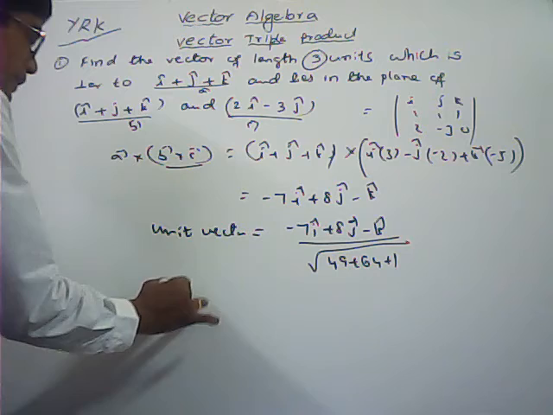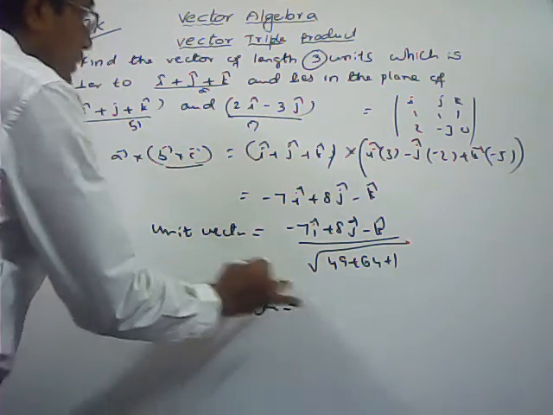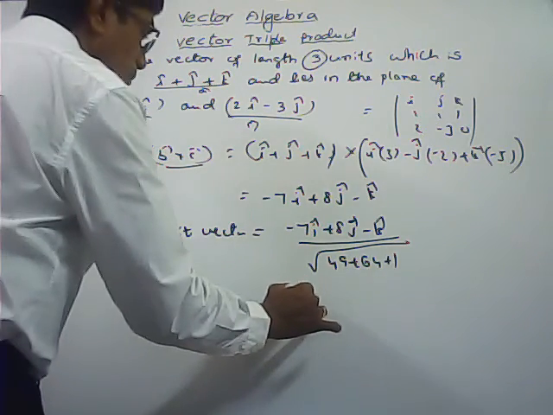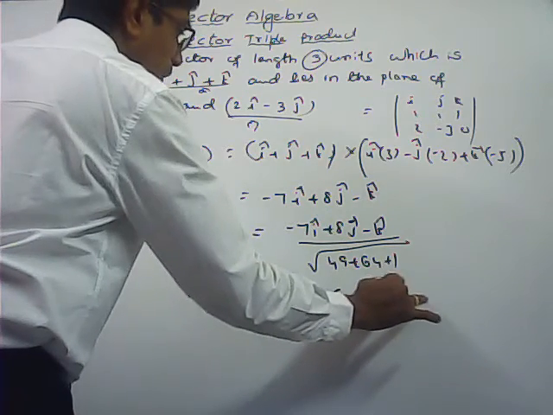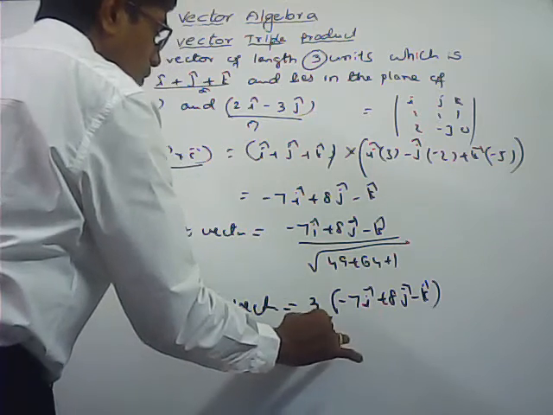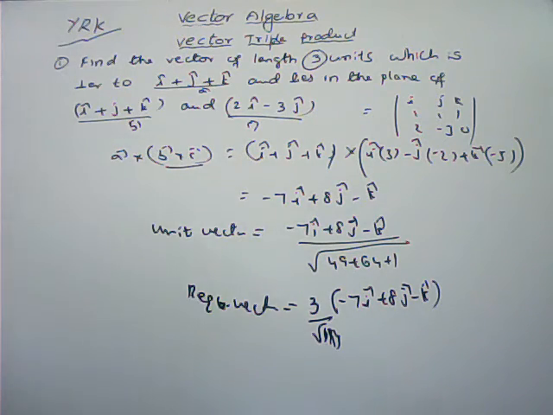Now the required vector of length 3 units. This is the unit vector, so that should be multiplied by 3: 3 times minus 7 i cap plus 8 j cap minus k cap by root 114. This is the vector, its modulus should be 3.